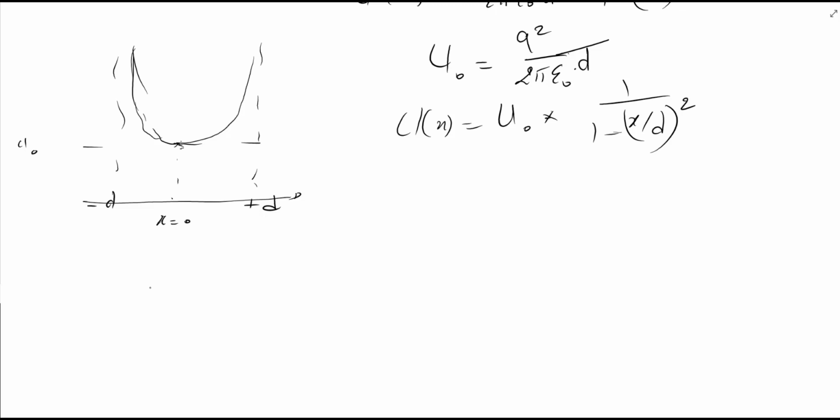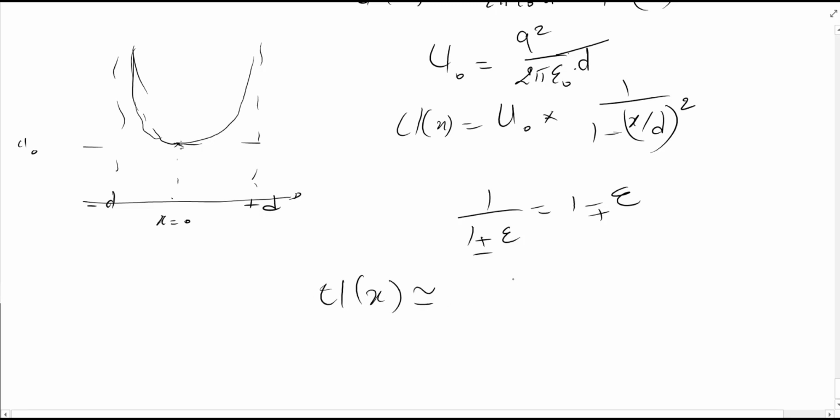And the potential energy is well approximated as a harmonic oscillator. Use the power series in Appendix B to express that. If you look at Appendix B, 1 over 1 plus epsilon is roughly equal to 1 minus epsilon, except in this case I have a minus in here, so it's going to be a plus. Because that quantity is tiny, u of x is roughly equal, in this approximation, to u naught times 1 plus x over d squared.